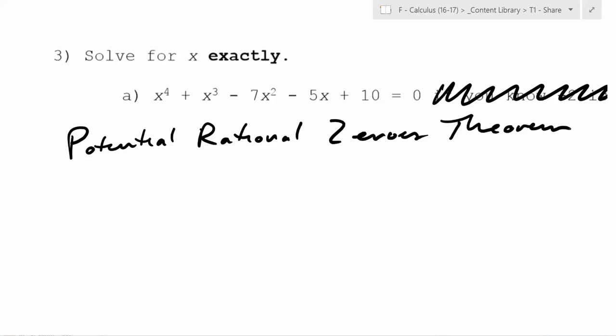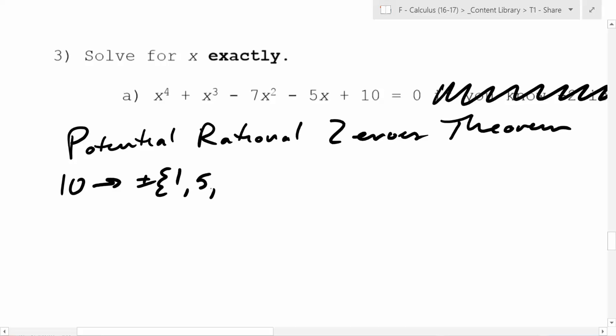First, you make sure it equals 0. It does equal 0. And then you look at the leading coefficient and the last number. Everybody with me so far? The leading and the last. It should be a constant. If it's not a constant, factor out the x. What are all the factors of 10?